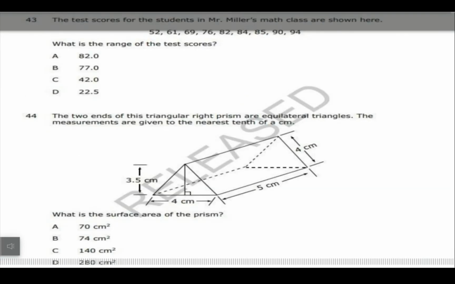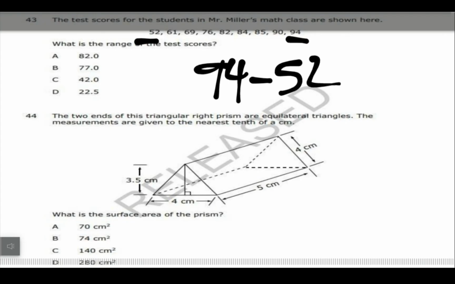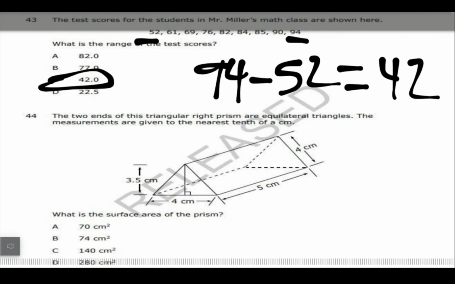For 43, here we have another statistics one that is talking about the range. Luckily these ones are in order. Remember the range is just the highest minus the lowest. So the highest score is 94. Lowest score is 52. So I'm going to take 94 minus 52, and that's going to give me 42. So that's going to be C.